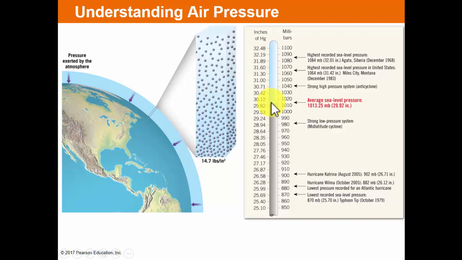And so again, 29.92 inches of mercury, 1,013.25 millibars. That's about standard atmospheric pressure. And this is a pretty good illustration of what I was referring to with gravity. Gravity pulls most of the air molecules closer to the surface.